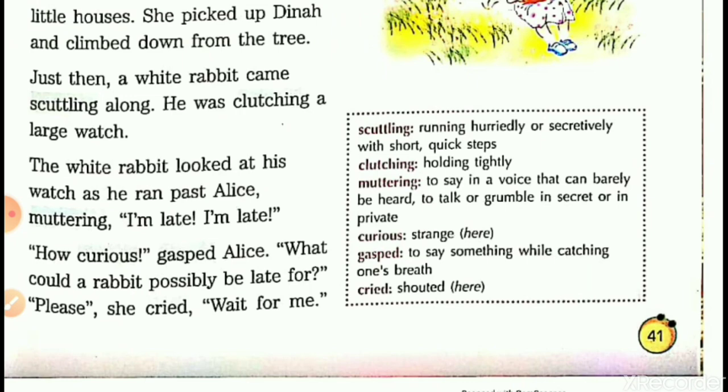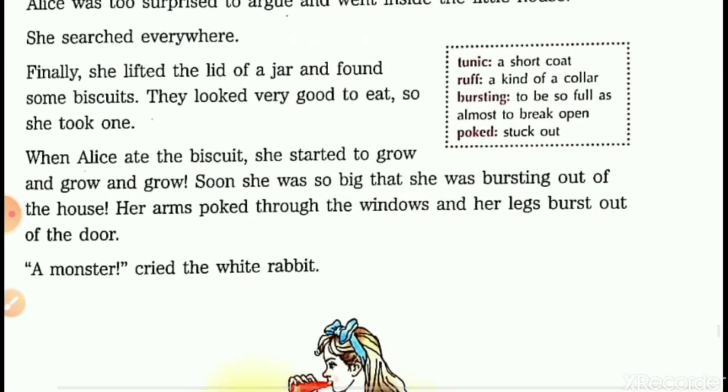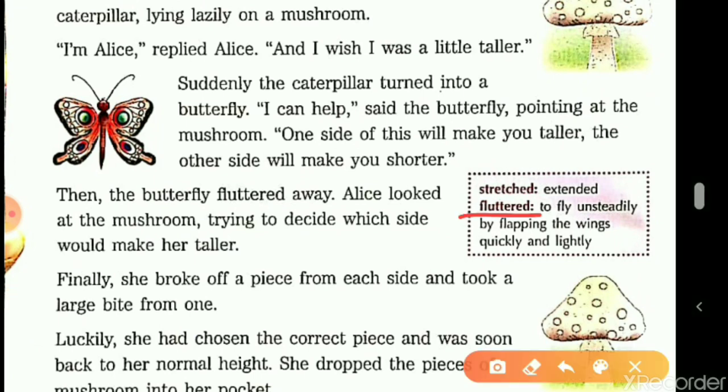Edge means boundary. Now, children, the third word I have taken is fluttered. Fluttered means to fly unsteadily by flapping the wings. And the sentence on fluttered is: The parrot fluttered its wing in the cage.